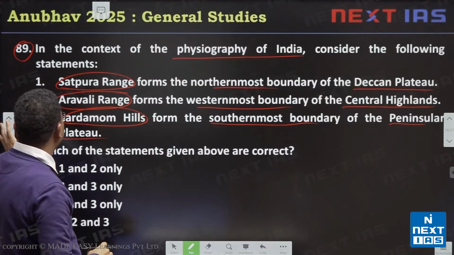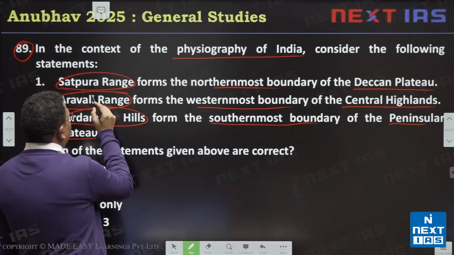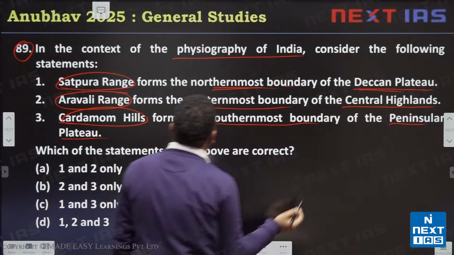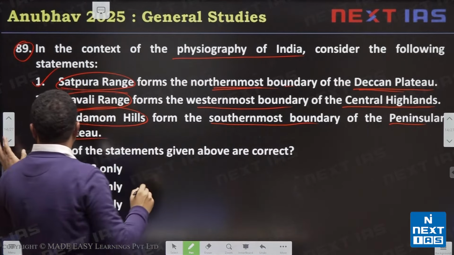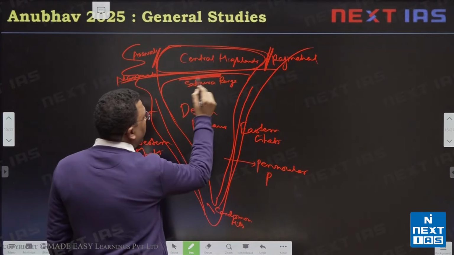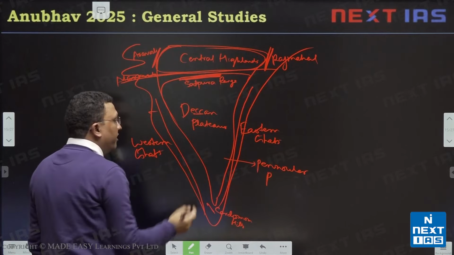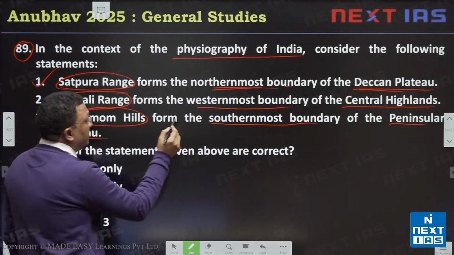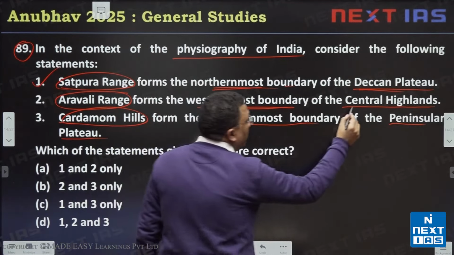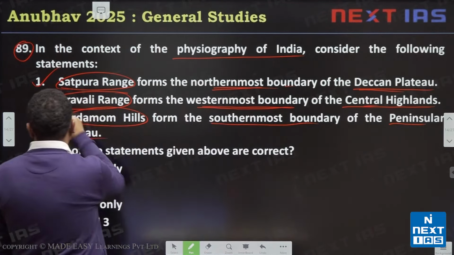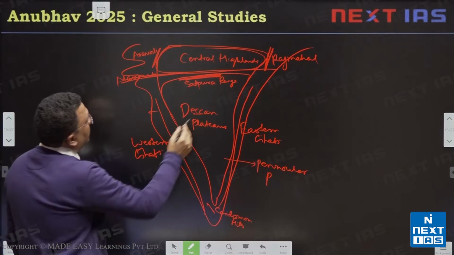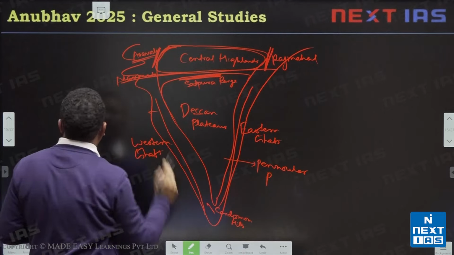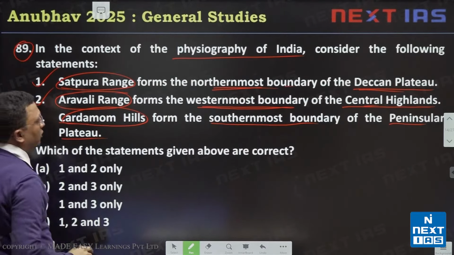Now let's read the statements. First statement says Satpura range forms the northernmost boundary of the Deccan Plateau. This is correct. As we discussed just now, Satpura range located here is the northernmost boundary of Deccan Plateau. Second statement, Aravali range forms the westernmost boundary of the Central Highlands. This again is correct. As we have discussed, Central Highland is bounded on the western side by Aravali range, right? So second statement is also correct.